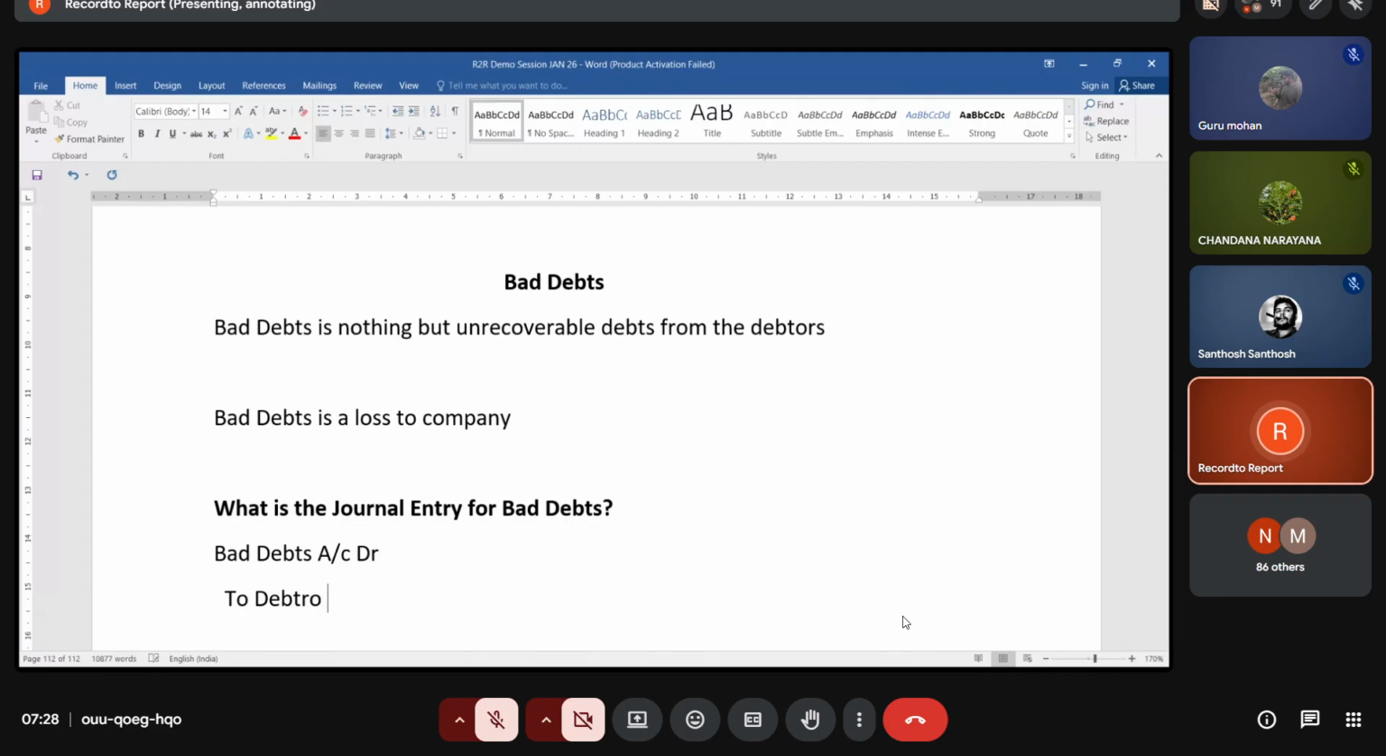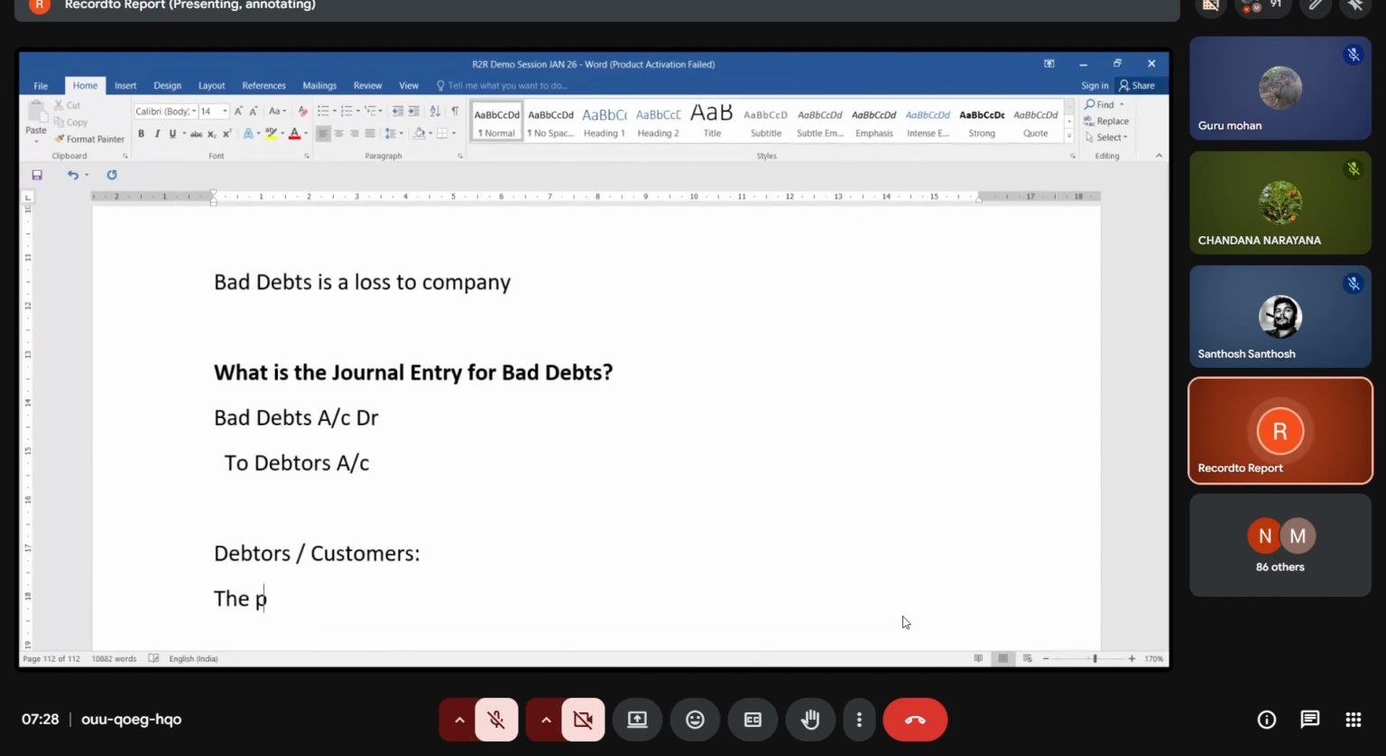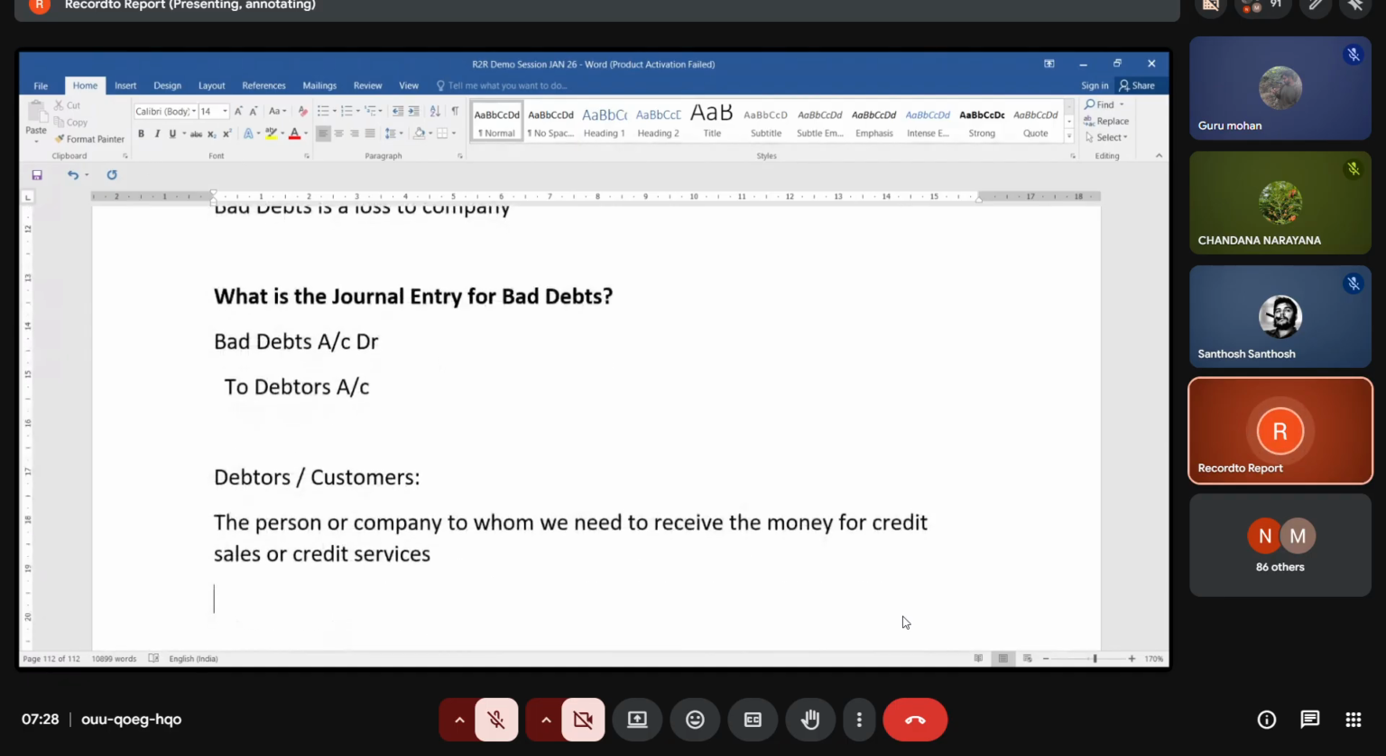What is the meaning of debtors, guys? Debtors are also called customers, guys. The person or company from whom we need to receive the money for credit sales or credit services. The person from whom we need to receive the money, guys. Those are called debtors.